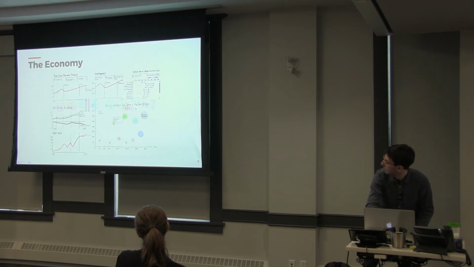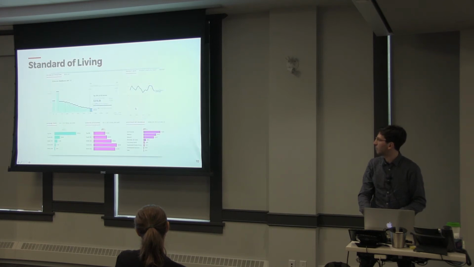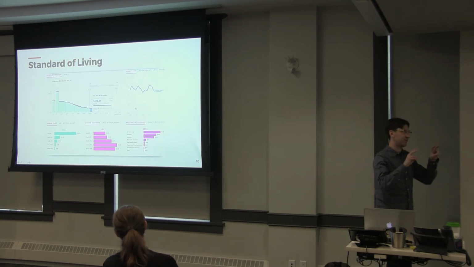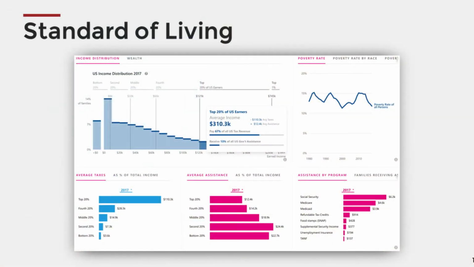So that's the economy, the US economy. Simple. Everybody knows about the US economy. Another one we did was the topic is standard of living. And so this one is meant to be all about income and taxes and government assistance and that sort of thing. And so it ended up like this, but started like this.